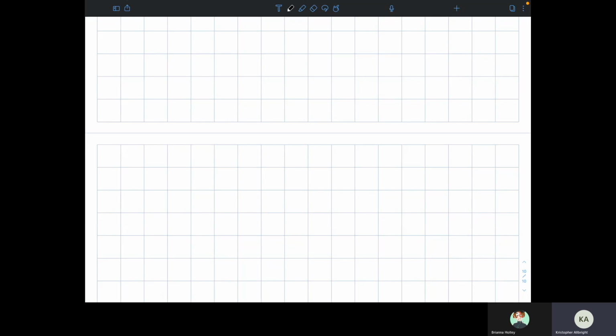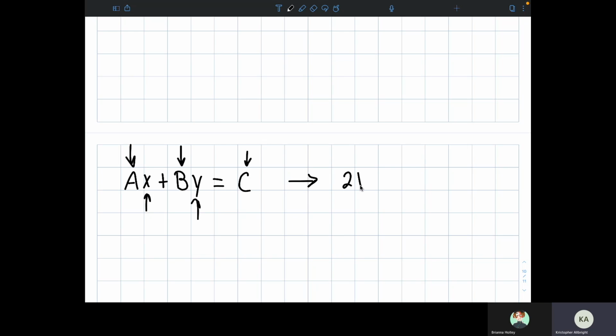Okay, so standard form. Standard form looks like this. These A, B, and C are all numbers, whereas X and Y are your variables, just like usual. So an example of what this could look like could be 2x plus 3y equals 4. And our A would be 2, our B would be 3, and our C would be 4.